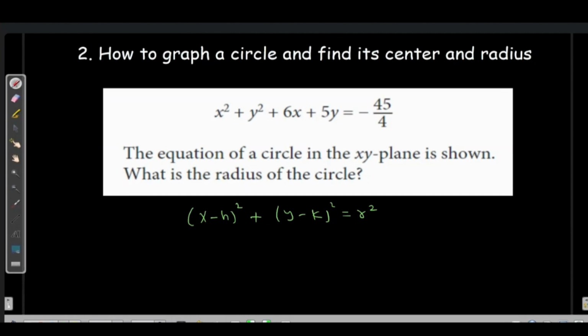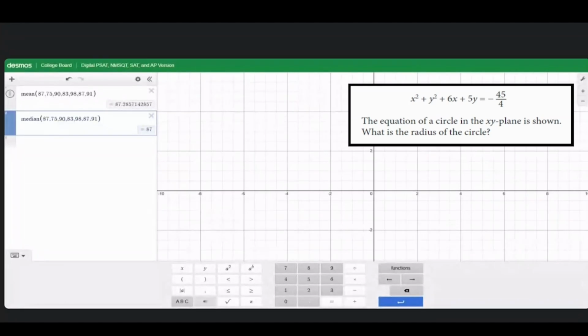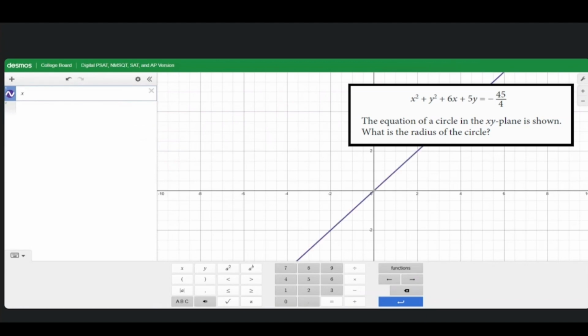So I'm going to go to Desmos now, and I'm going to show you how you can get a quick solution for this. So I'm going to erase this. Just type in the equation as it is, right? So I'm going to type in X and click on the hat symbol on my keyboard to raise it to a power. So that goes on the power square, likewise plus Y square plus 6X plus 5Y equal to negative 45 over 4. Okay, there you go.